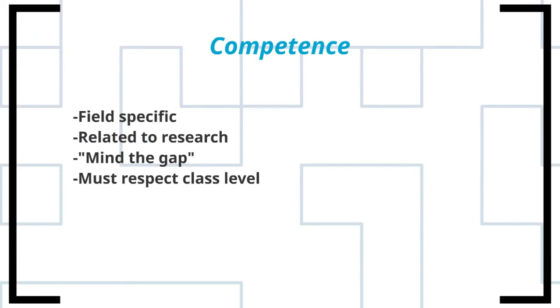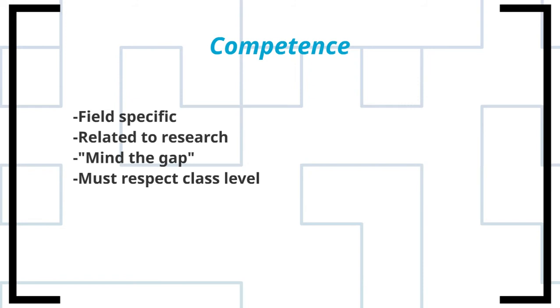Also, we have competence. This is specific to your field, and it's related to how the students are doing research. So if they're doing enough research to where they really understand what they're writing about, then they'll be able to put sources in conversation with each other, they'll know what they're talking about, and they'll be able to find an area where they can say something relevant on the topic, what an old professor of mine called minding the gap, making sure you found a gap in the research so that you could actually talk about something meaningful.